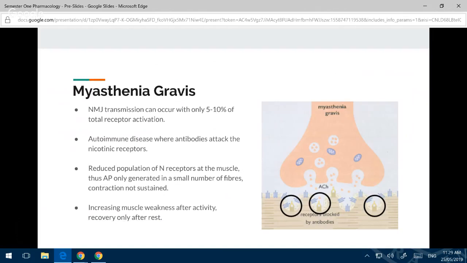So myasthenia gravis is a condition that you would have learned about now. This is a condition where NMJ transmission only occurs with 5 to 10% of total receptor activation. So basically these people aren't as capable of having that transmission. It's an autoimmune disease where antibodies have attacked the nicotinic receptors, which has reduced their availability. This means that action potential is only generated in a small number of fibers and a contraction is not sustainable. So we have significantly increased muscle weakness after physical activity that requires rest to recover.